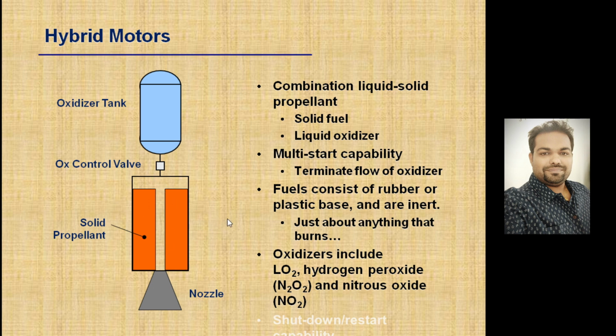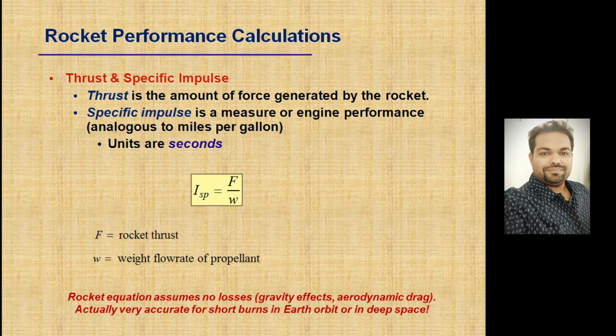All right. So the advantages over solid propellant are shutdown and restart capabilities, compared to the solid propellant rocket. So more controllability is available with hybrid motors compared to solid propellant rockets.